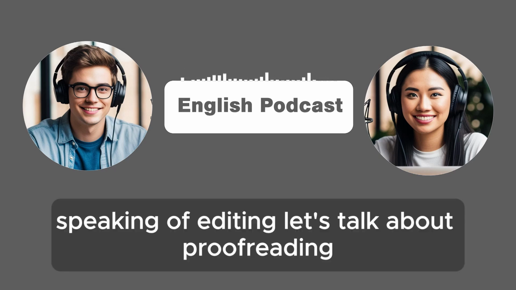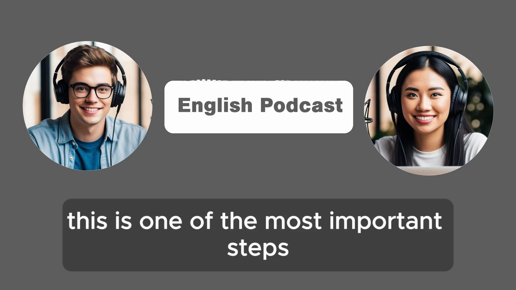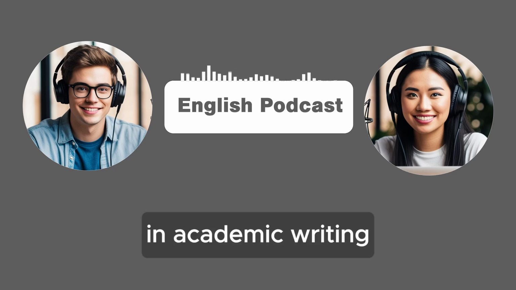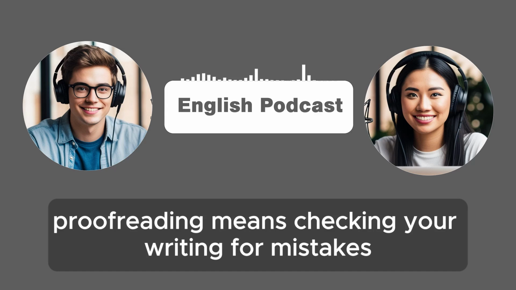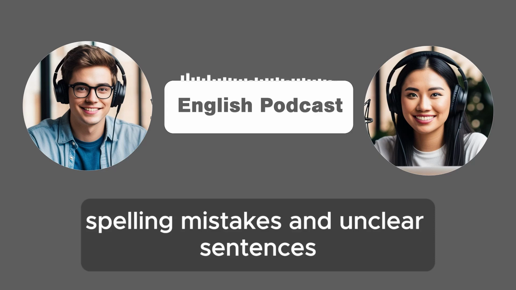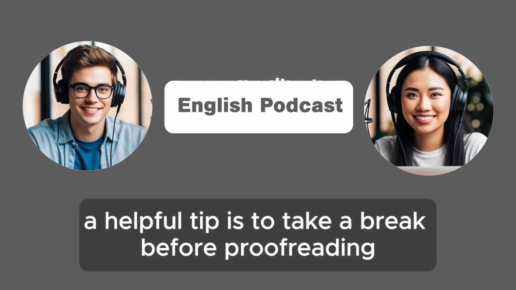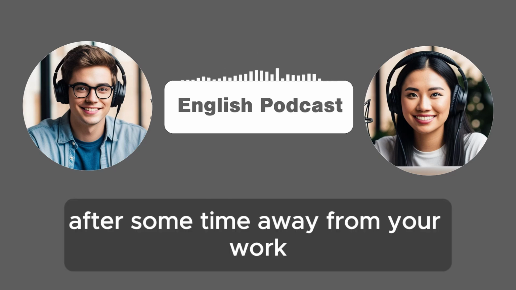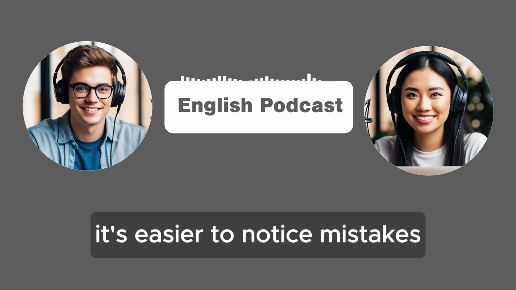Speaking of editing, let's talk about proofreading. This is one of the most important steps in academic writing. Definitely, proofreading means checking your writing for mistakes. Look for grammar errors, spelling mistakes, and unclear sentences. A helpful tip is to take a break before proofreading. After some time away from your work, it's easier to notice mistakes.